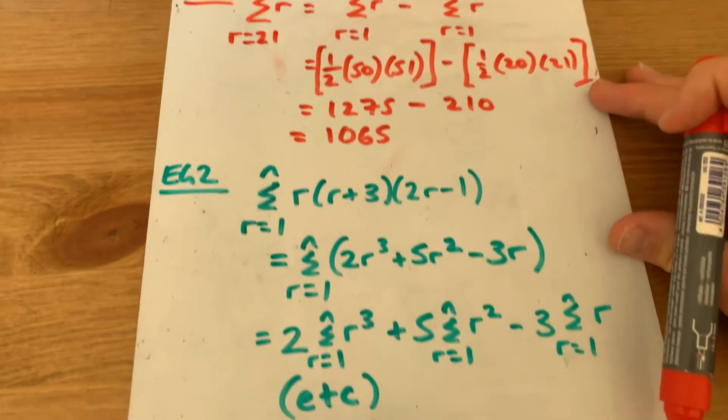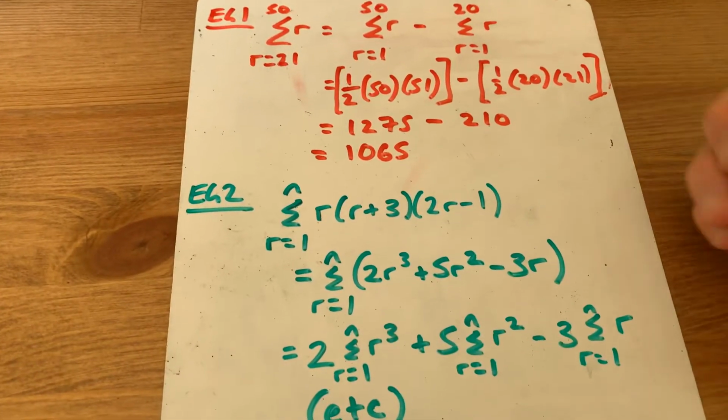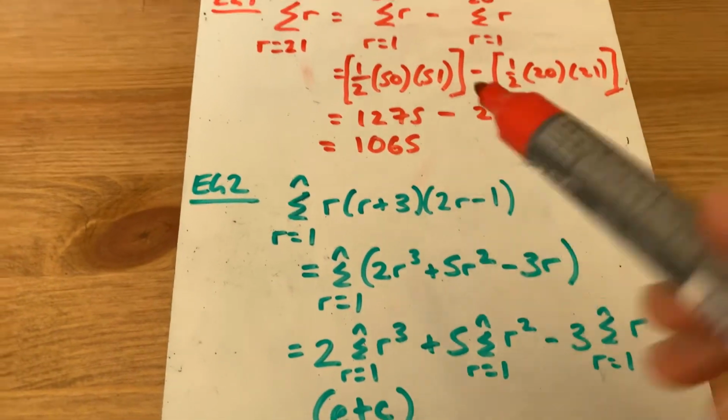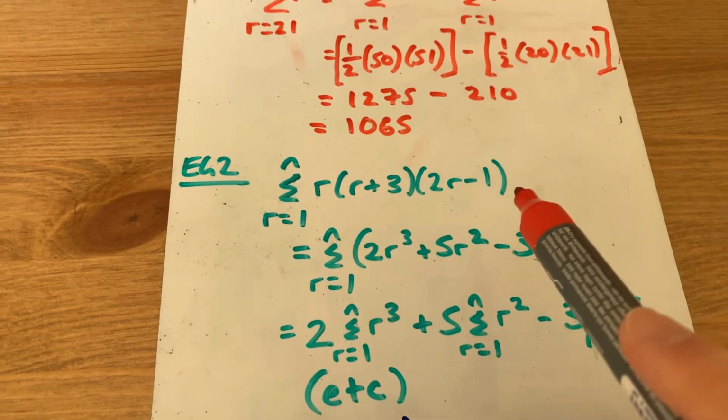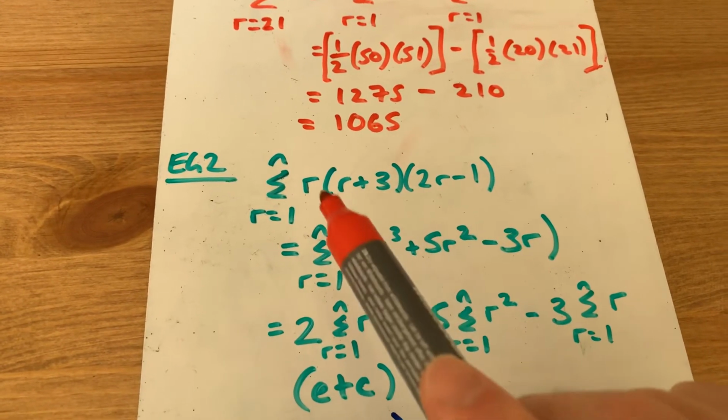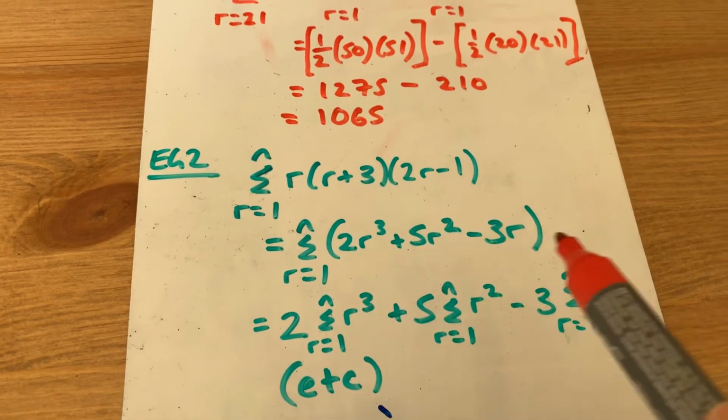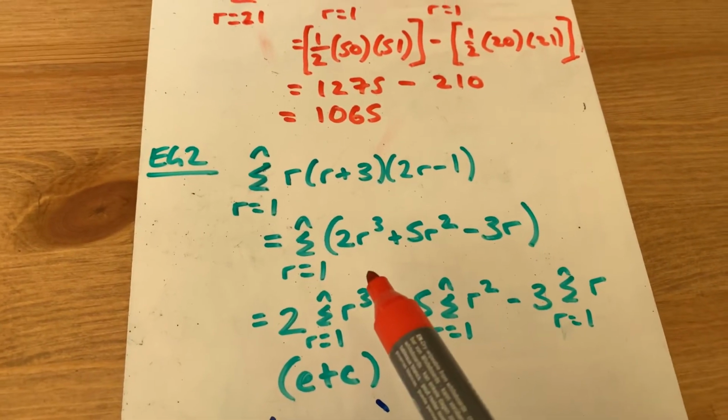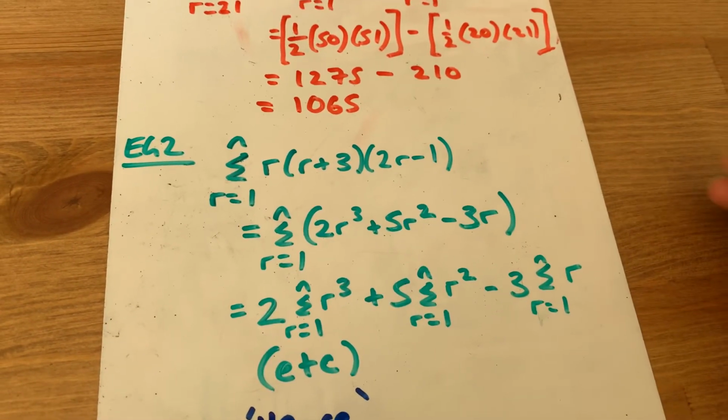Moving on slightly, and this one is an example which will help you with exercise 3b. We're looking here for the sum of this thing here. Now, because this is being factorised, we want to expand all of our brackets and actually see what we're trying to find the sum of. We're trying to find the sum of 2r cubed plus 5r squared minus 3r.